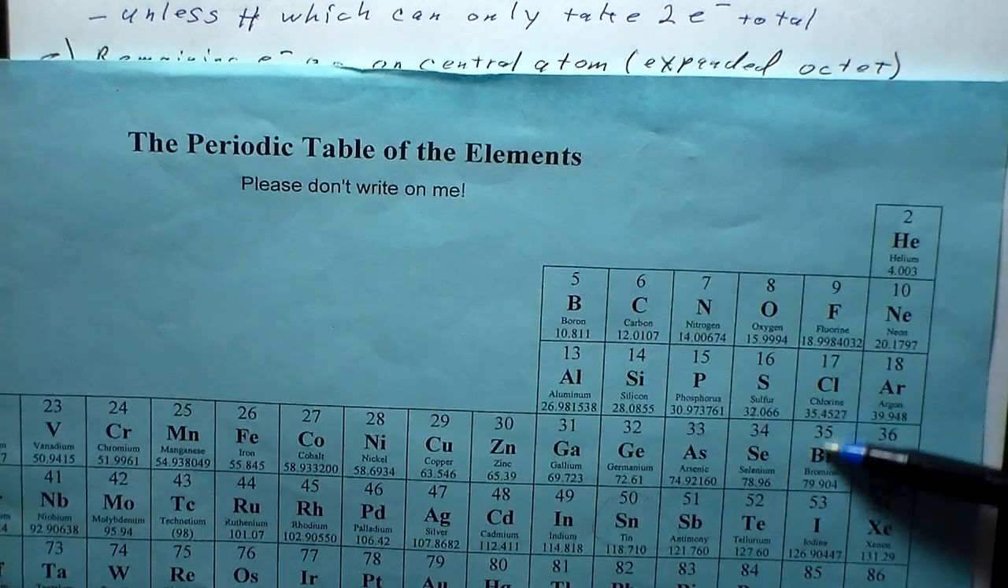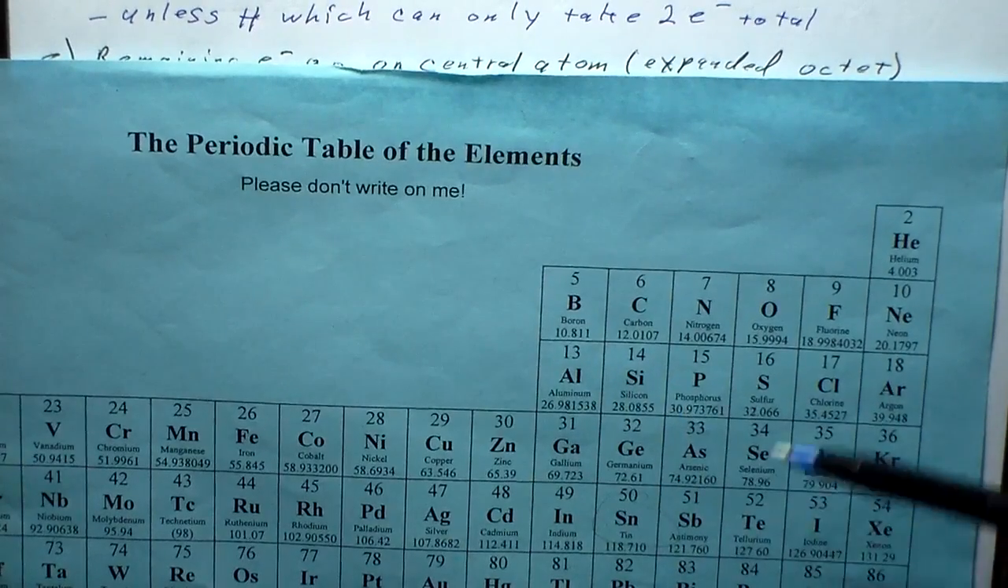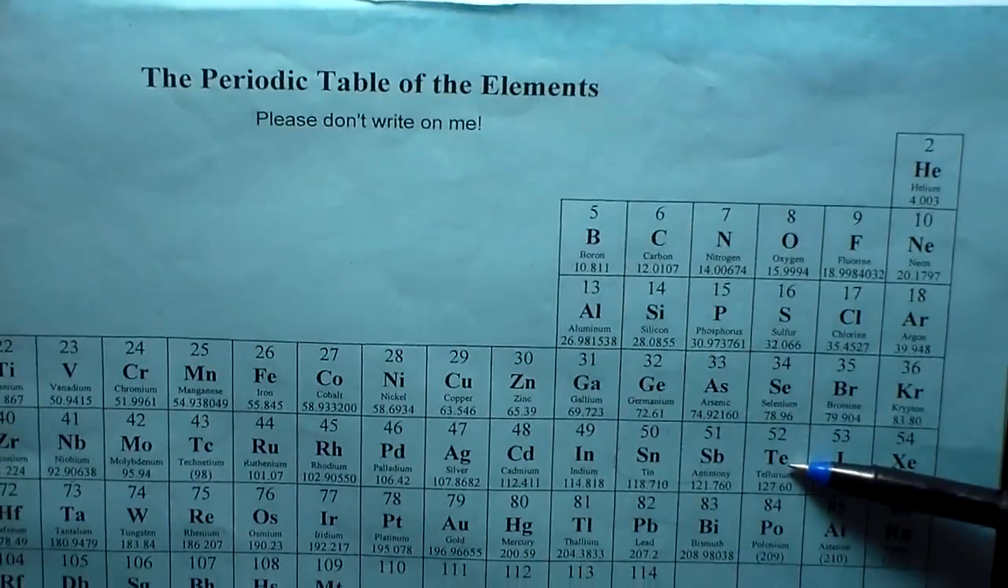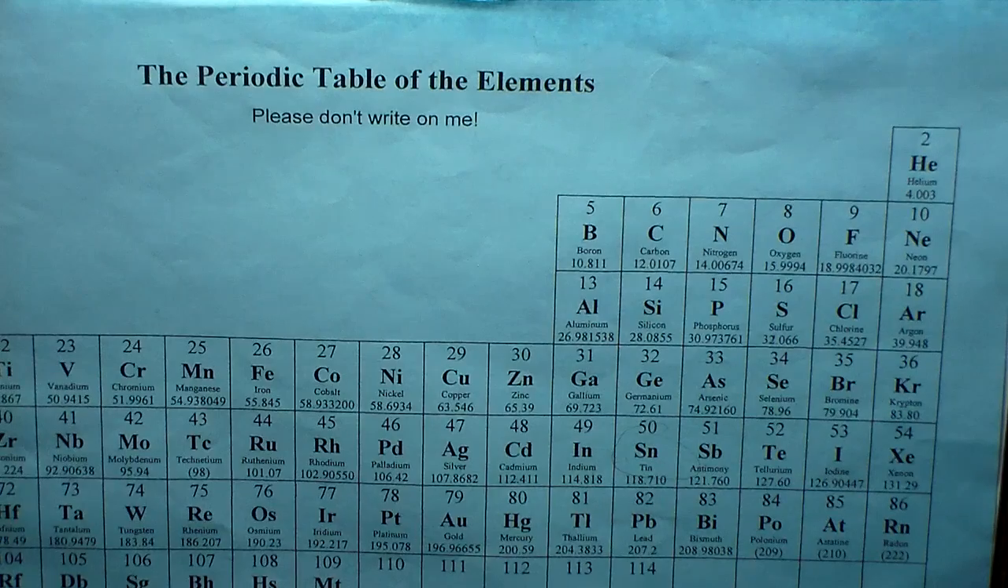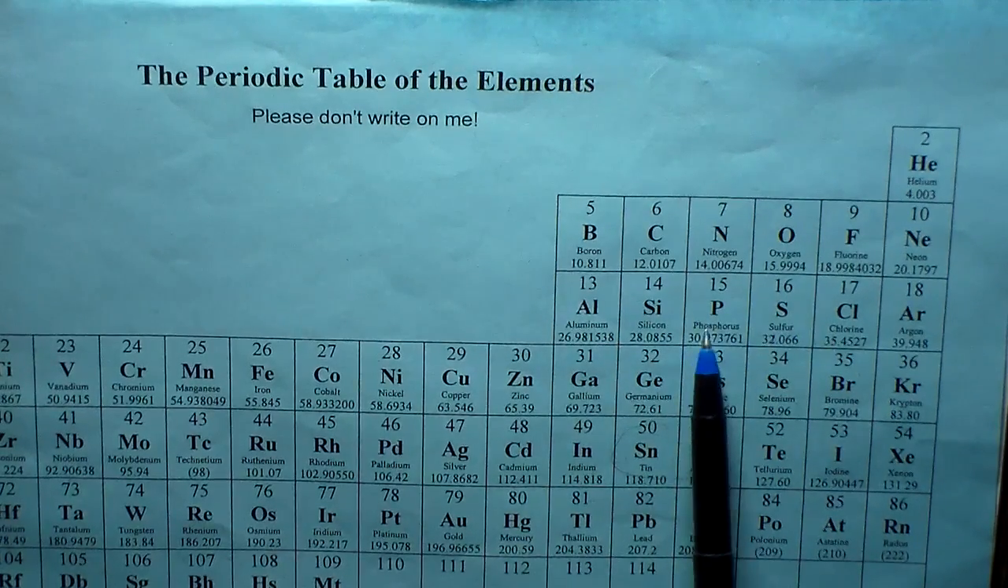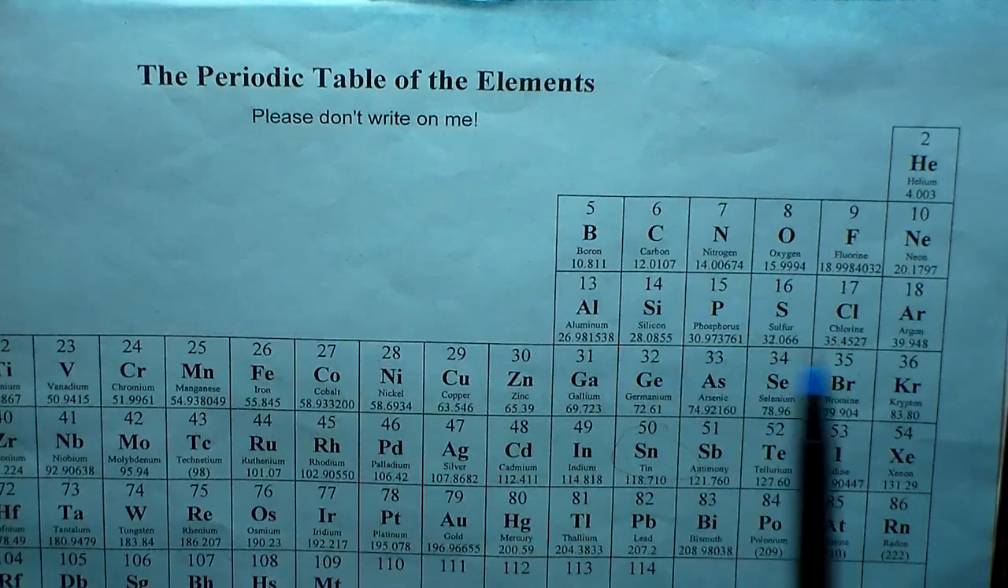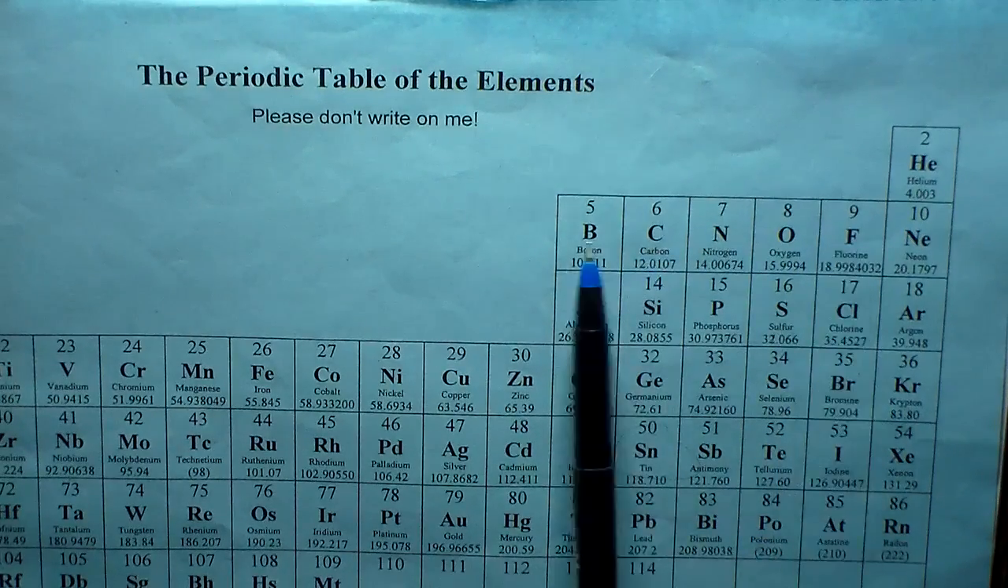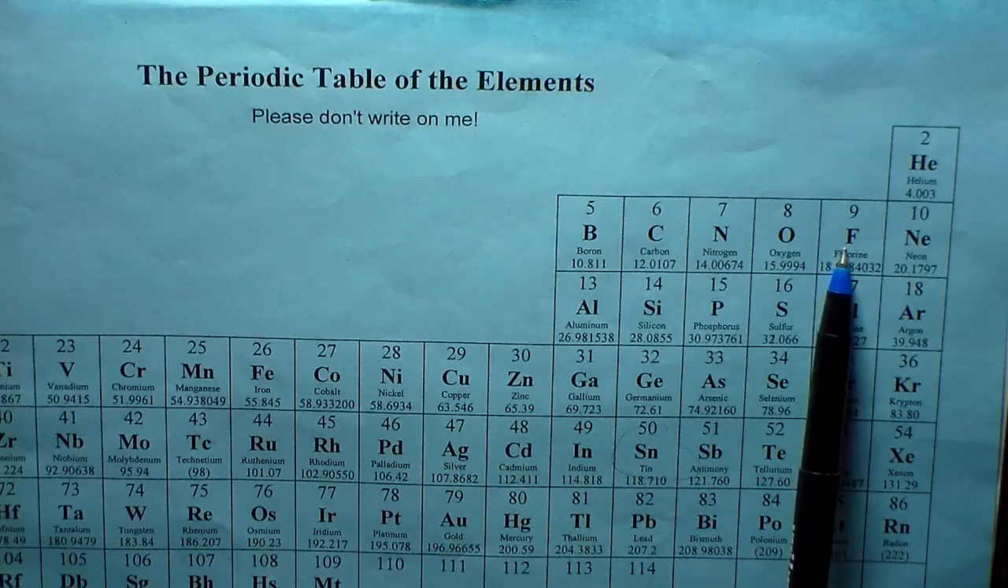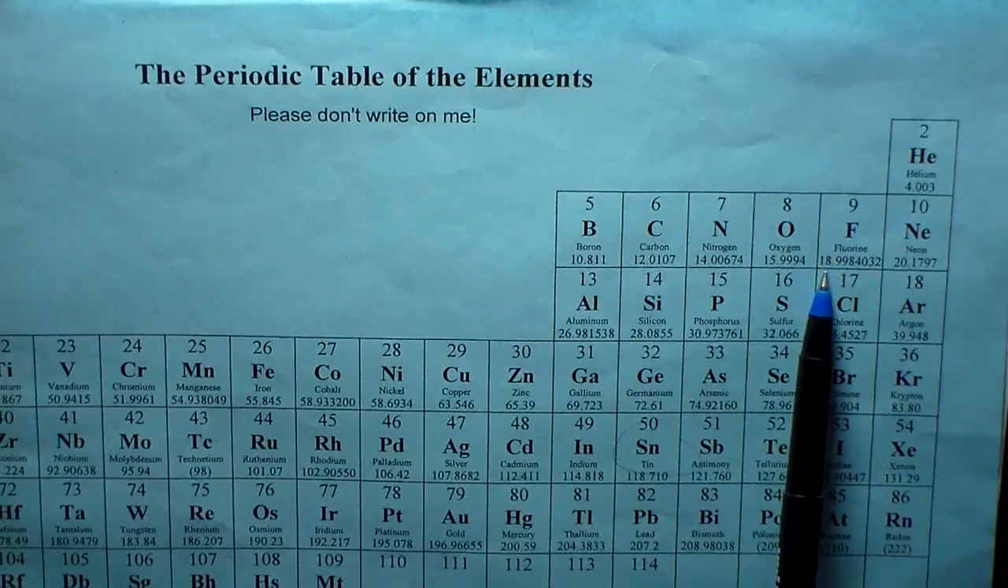The reason that these elements, from here on down, can actually have expanded octets is, as we're going to be seeing later, what's actually going on with these is hybridization. So we're mixing s and p orbitals and as well d orbitals. Well, up to here, there's only available s and p orbitals to do the mixing. So that means you can only take a total of 8 electrons.